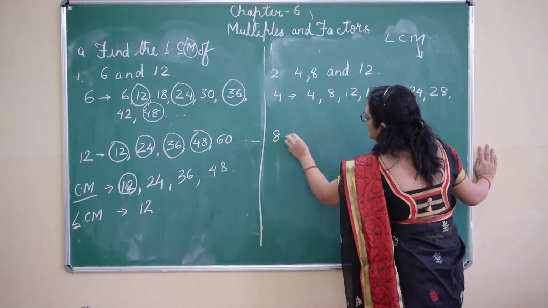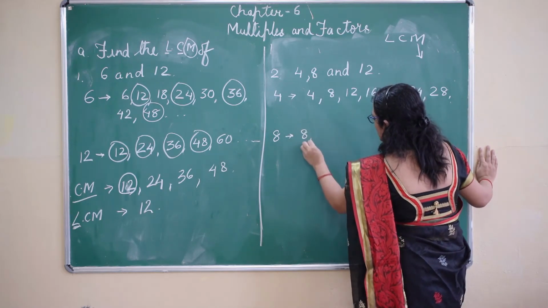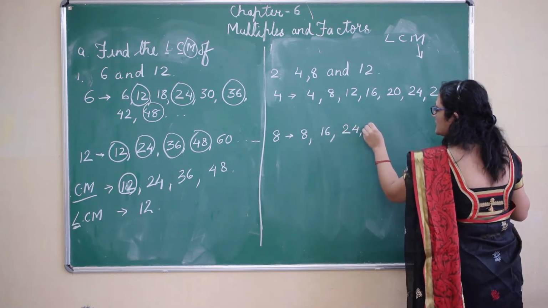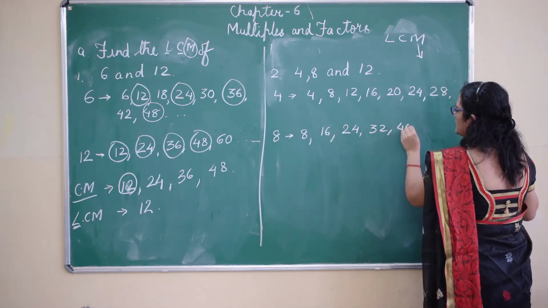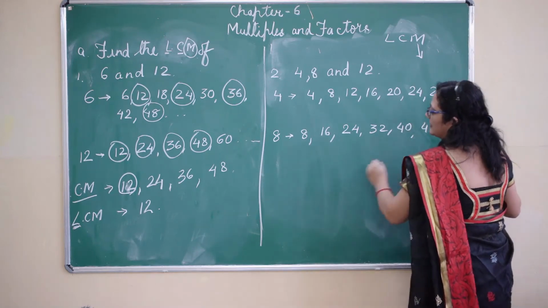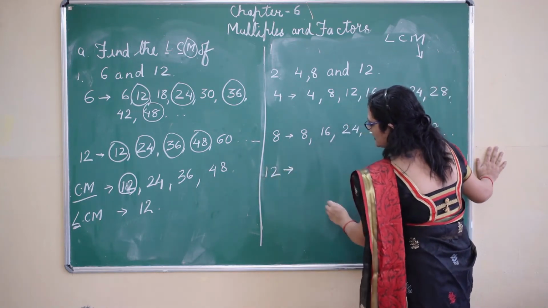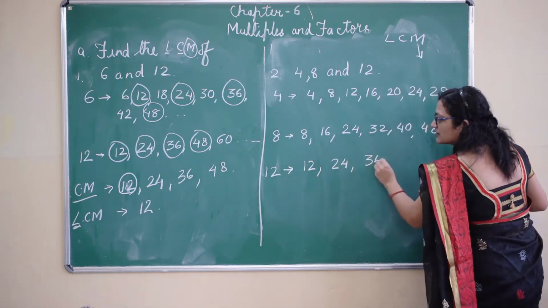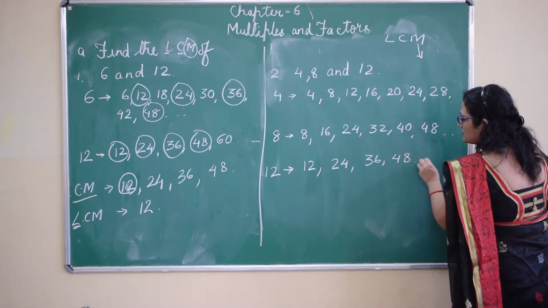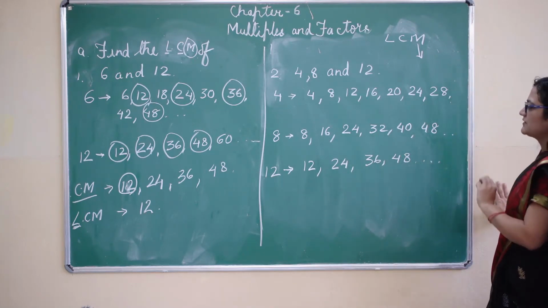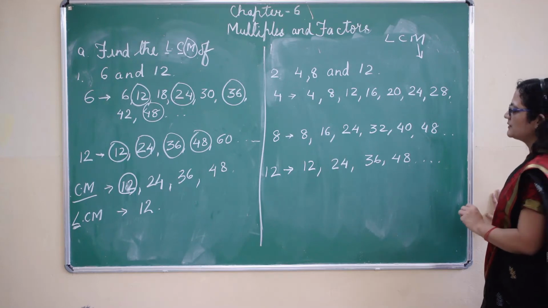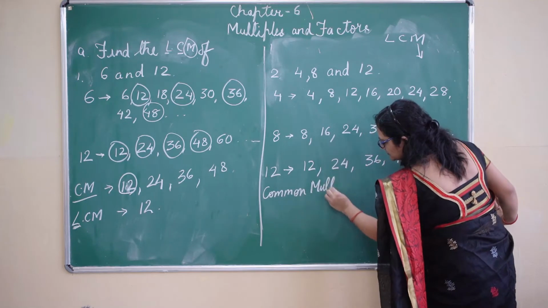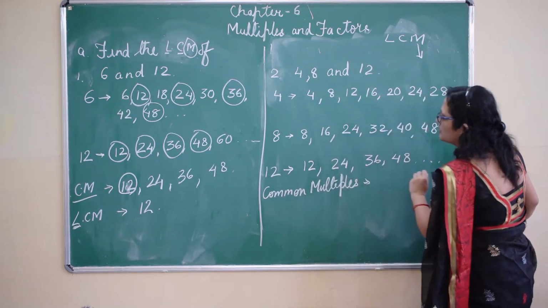Then the next number is 8, so the table of 8: 8 ones are 8, 8 twos are 16, 8 threes are 24, 8 fours are 32, 8 fives are 40, like this we have to write. Now the table of 12: 12 ones are 12, 12 twos are 24, 12 threes are 36, 12 fours are 48, like this. Multiples we have written. Now we have to write the common multiples. What are common in these numbers?